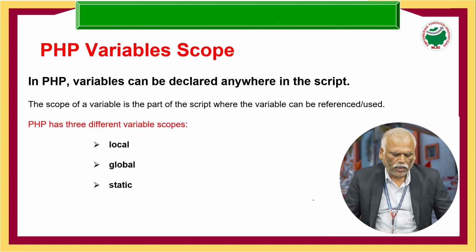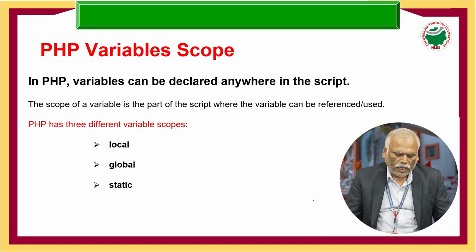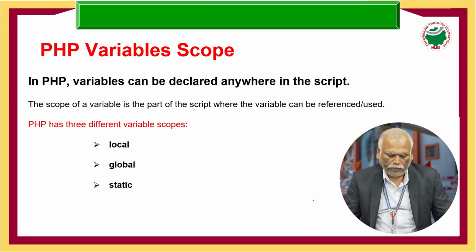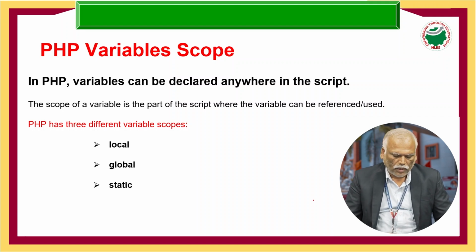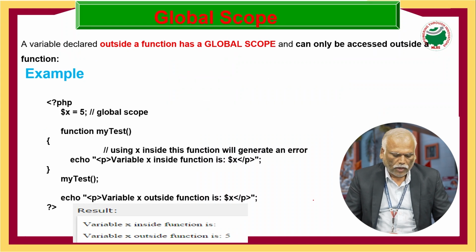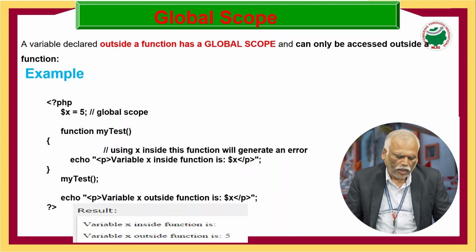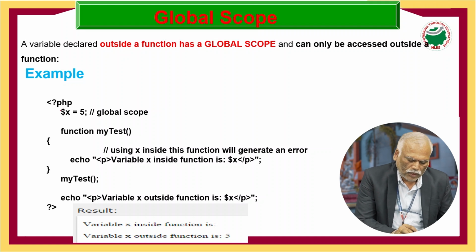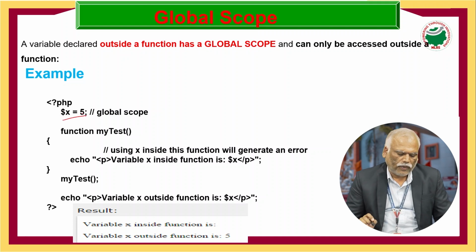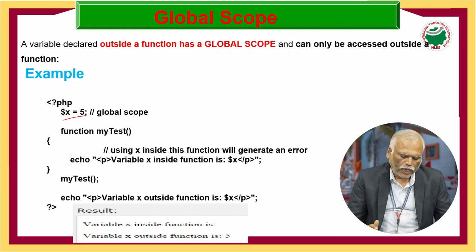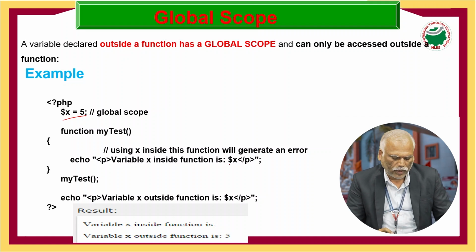PHP variable scope. In PHP, variables can be declared anywhere in the script, and the scope of a variable can be local, global, or static. Global scope: a variable declared outside a function has a global scope and can only be accessed outside the function. For example, here the function is defined and there is a variable declared with global scope, which cannot be accessed within the function.